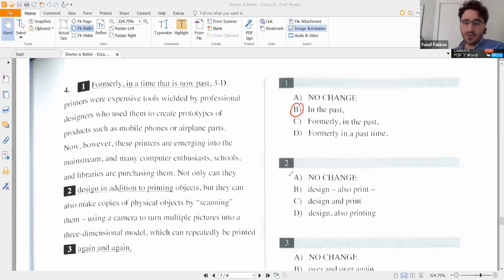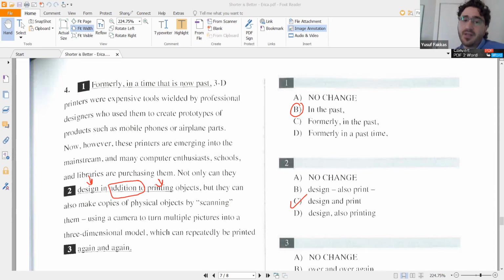Now, if we go to the second question, not only can they design in addition to printing objects, but they can also make copies of physical objects by scanning them. So again, here we have design in addition to printing. If you look at the other options, guys, they all give us the same meaning, but it's just different ways of writing them. So we choose the shortest one, which is design and print. So not only can they design and print objects, but they can also make copies of physical objects.